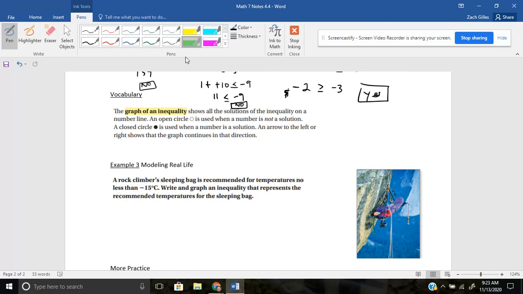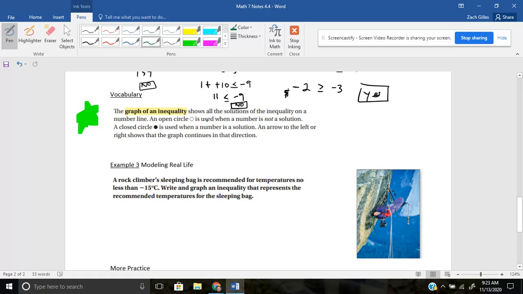It seems like we have quite a bit this section of vocab, but at least you don't have to memorize it. You can come back and look at it. It says the graph of an inequality shows all the solutions on a number line. So that's what we're going to practice here for the last few examples.